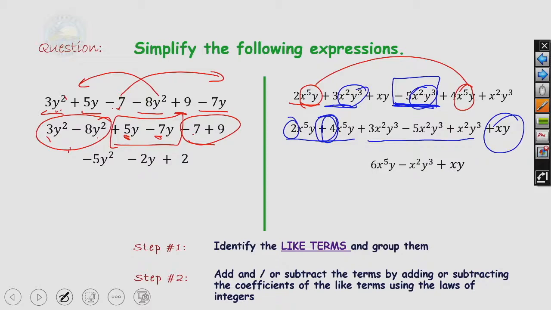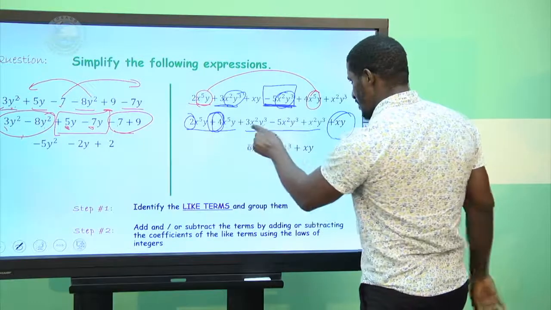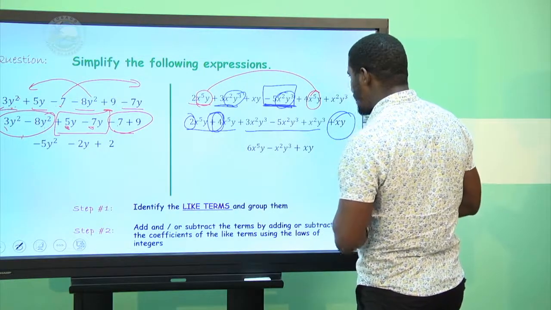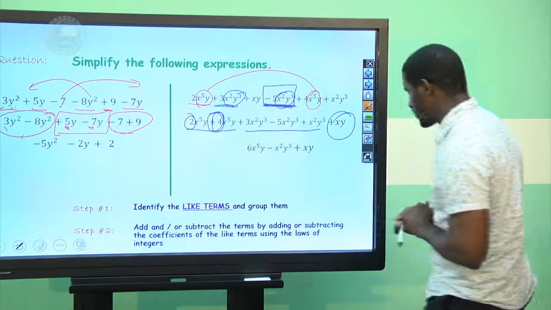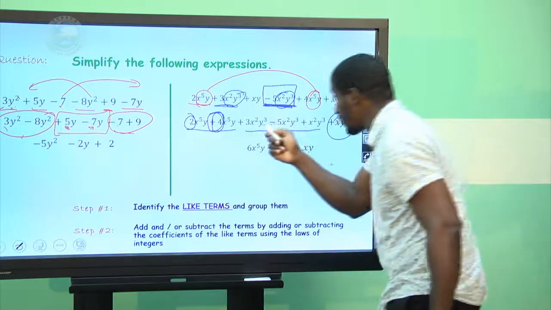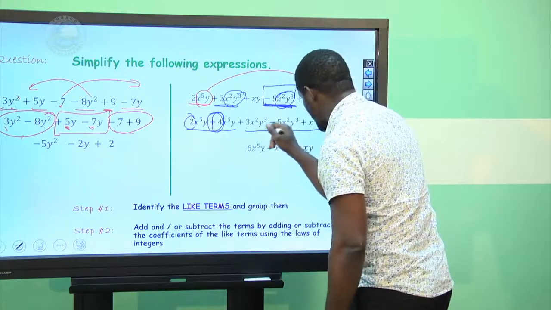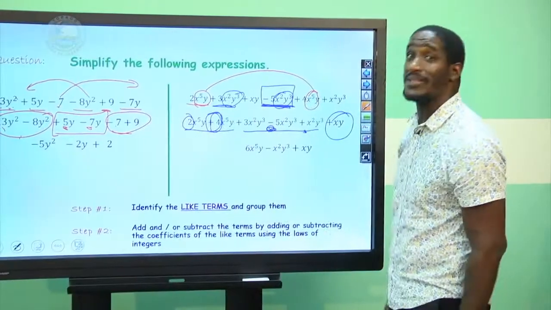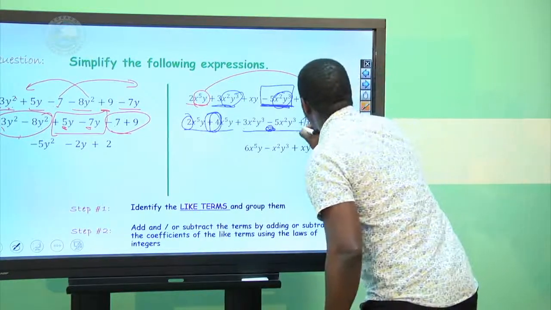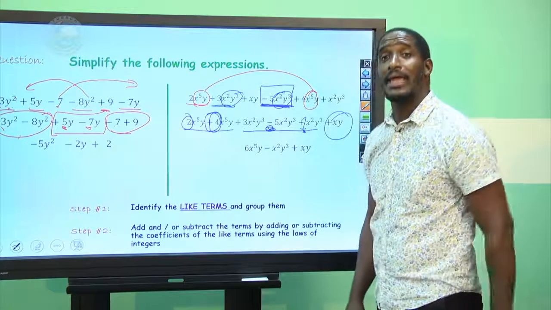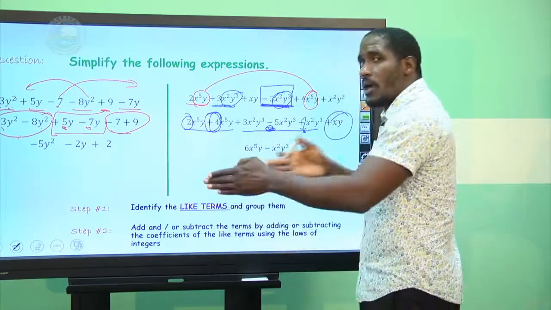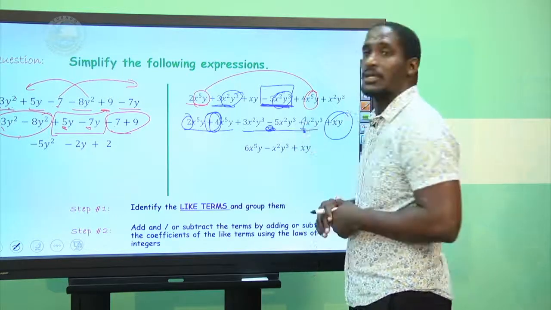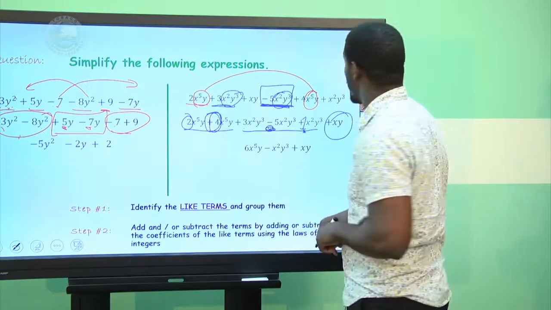And here, what do we have in terms of x squared y cubed? It is 3x squared y cubed minus 5x squared y cubed plus x squared y cubed. I'm seeing a coefficient here. That's 3. I'm seeing a coefficient here. That's negative 5. What is the coefficient here? Remember what we said. If we see no coefficient, one still exists. The coefficient is 1. That does not mean that x is 1. It simply means that the number in front of the algebraic term is 1.